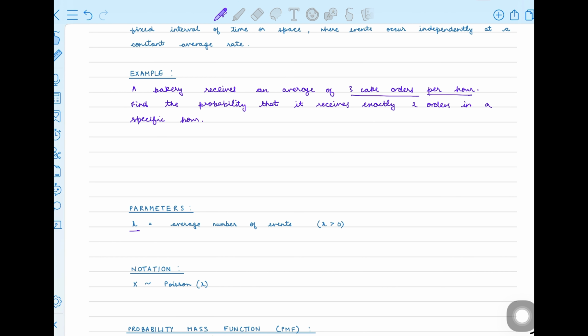Now, solving the question, lambda is the average number of events which is given as 3. X, which is the random variable, is 2.